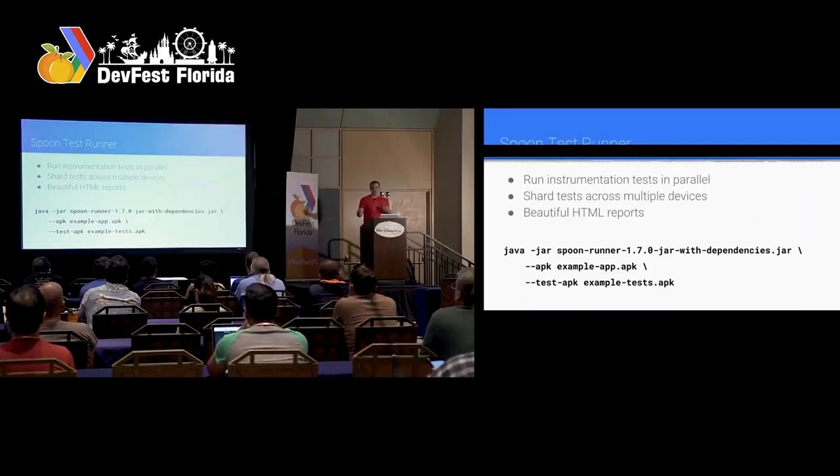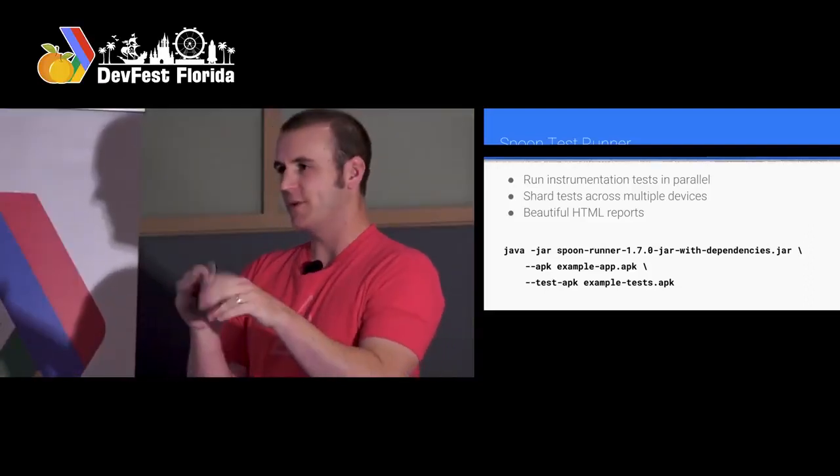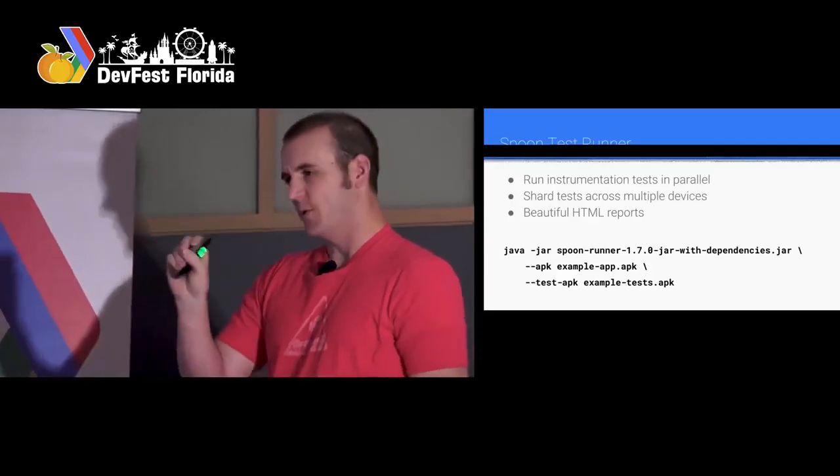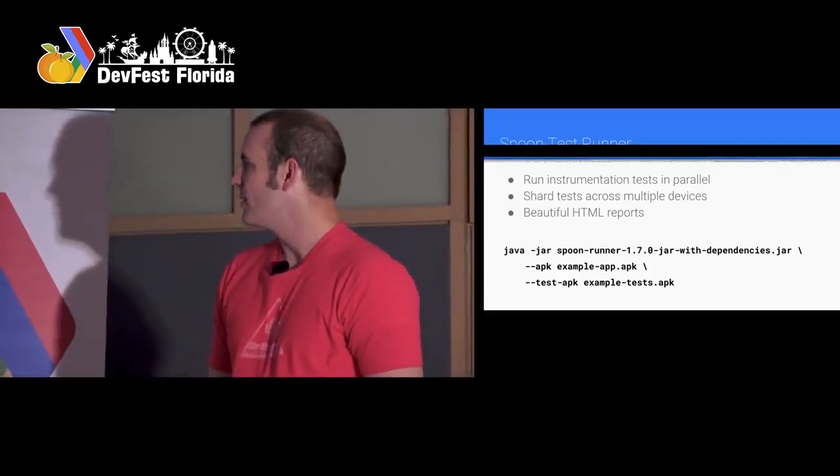If you did instrumentation commands by hand, they're going to be very complex. But Spoon allows you to do things like test sharding, where you have, let's say, 30 tests across 3 devices, and it'll run 10 and 10 and 10, and then give you the results back. If you actually ran the instrumentation commands to do that, it's a lot. But in Spoon, you can just say shard, and that works.